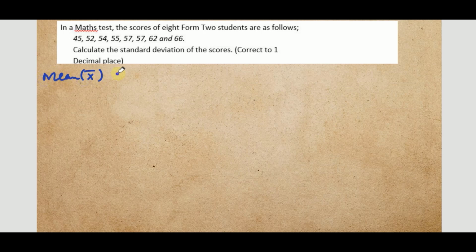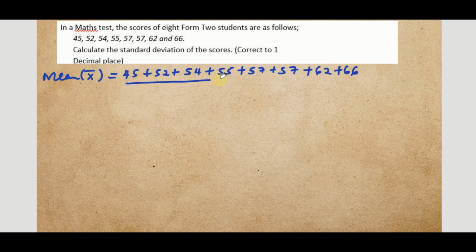of this test. To get the mean, you're going to add all the marks: 45 plus 52 plus 54 plus 55 plus 57 plus 57 plus 62 plus 66. To obtain the mean, we divide by the total number of students who sat for the test, who are 8, and this gives us a mean of 56. So that is our mean.